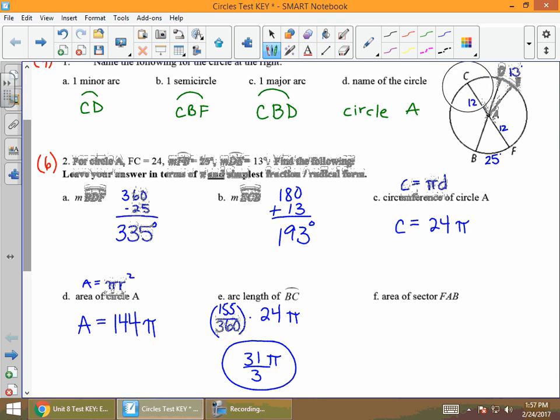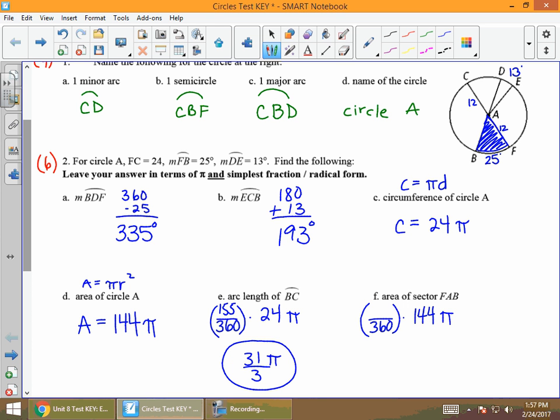All right, and then the last problem, the area of sector FAB. Here is FAB right here. The area of that sector, very similar to arc length. I need some fraction out of 360. But now I want the area of the sector, so I'll multiply by the area, which we know is 144 pi. Found that in part D.